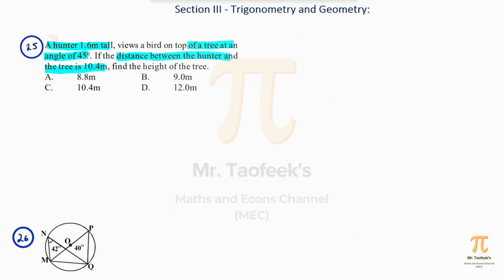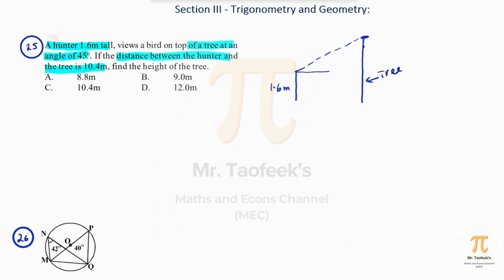Because at the end of the day, it forms a right angle triangle anyway. So a hunter, this is a man, the hunter, who is 1.6 meters tall, is looking at a bird on top of a tree. So let's say this is a tree. Of course, the tree and the man are going to be on the same ground. And this is now the bird on the tree. So this hunter, who is 1.6 meters tall, is now looking at the bird on that tree at an angle of 45.